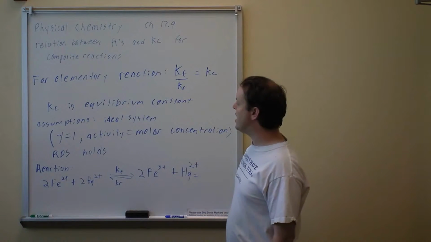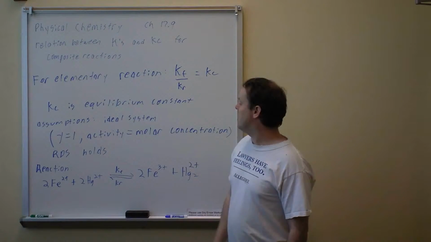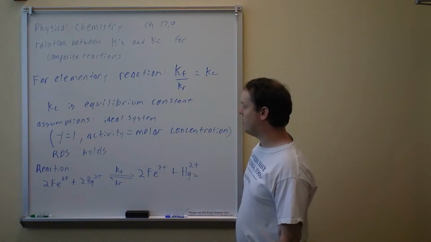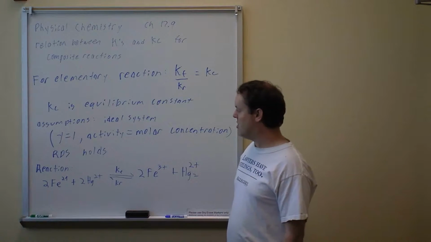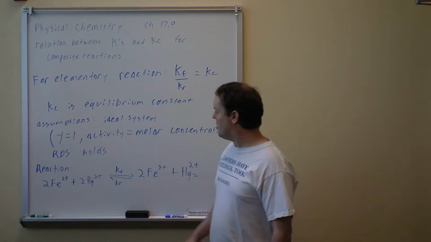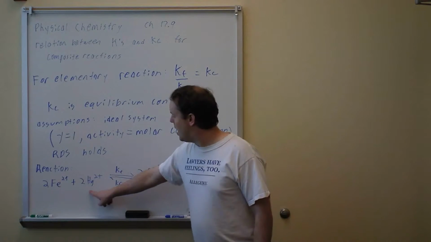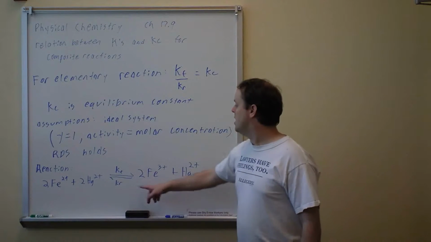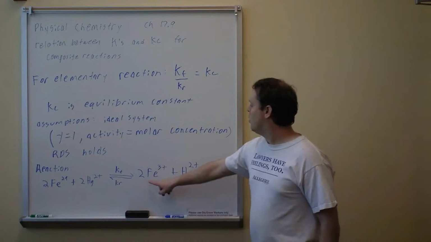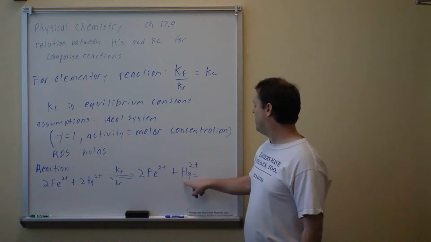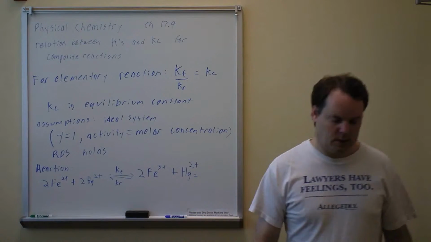So we're going to assume for now that we have an ideal system. What that means is that gamma is 1, so that the activity of each species is just equal to its molar concentration. And we are also going to be doing the rate determining step approximation, just to simplify things for now. So we're going to look at this specific reaction right here. We're going to have 2 Fe2+ and 2 Hg2+ in equilibrium, so we have a forward rate constant, a reverse rate constant, with 2 Fe3+ and Hg2 2+.